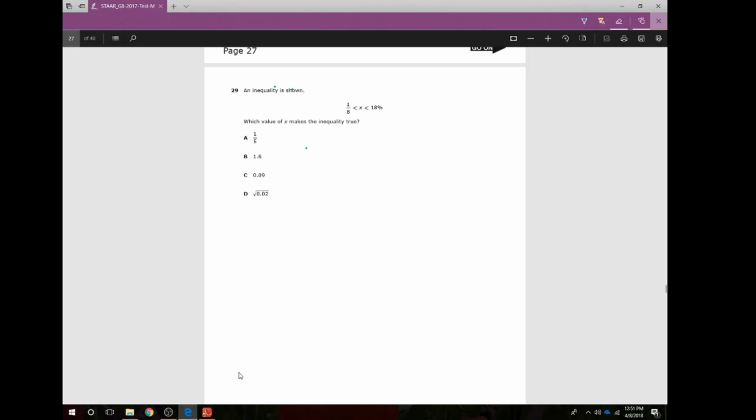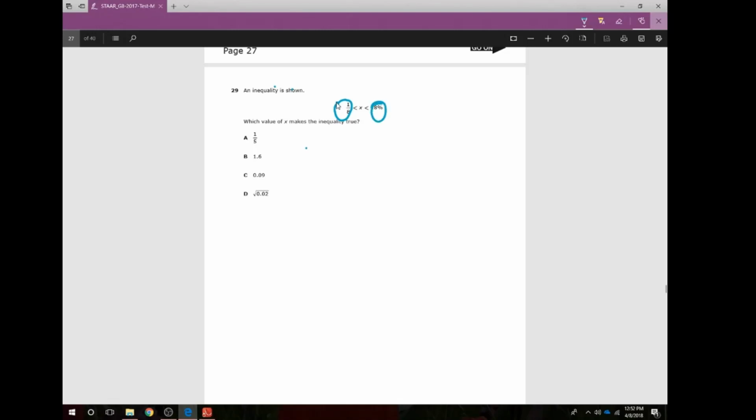So this question reads, an inequality is shown. Which value of x makes the inequality true? So we're trying to find the number that is between these two numbers. We're trying to find the number that's between 1/8 and 18%.